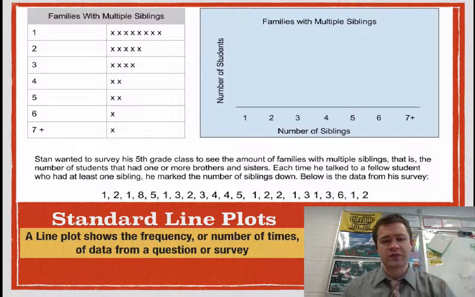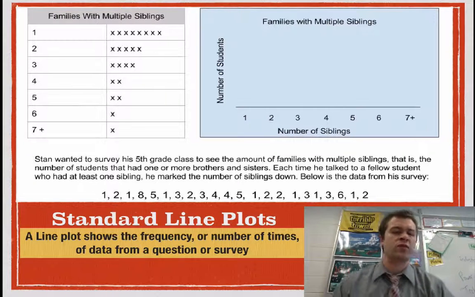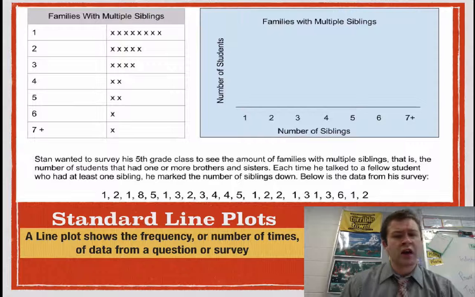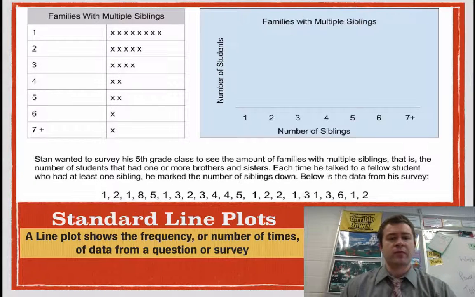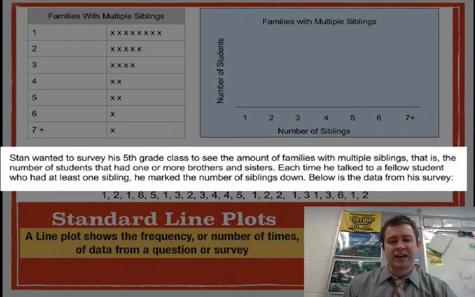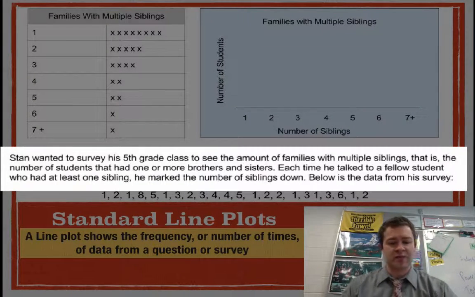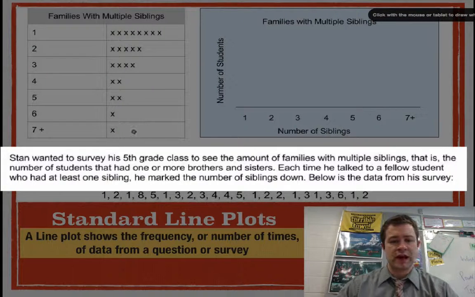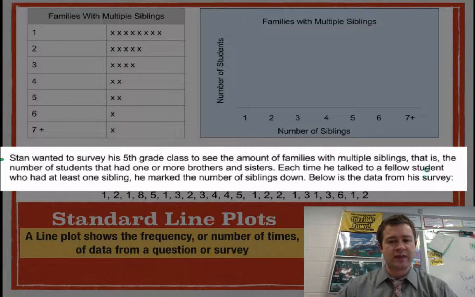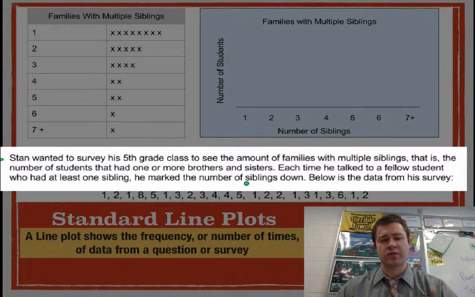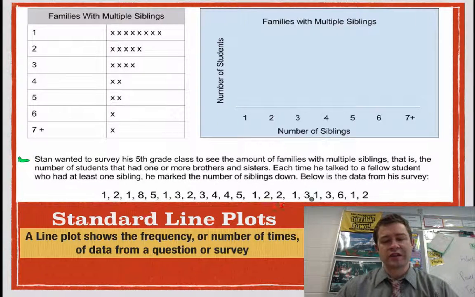And so what we have here is an example of what you would probably see in 3rd or 4th grade, possibly even 2nd, when you're dealing with a type of line plot. Now you're seeing several sets of data here, so I'm going to walk you through it. Stan had to survey his 5th grade class to see the amount of families that have multiple siblings. That is, the number of students that have one or more brothers and sisters. Each time he talked to a fellow student who had at least one sibling, he marked them and their number of siblings down. Below is the data from this survey. And so it shows all the data that he got in the classroom.